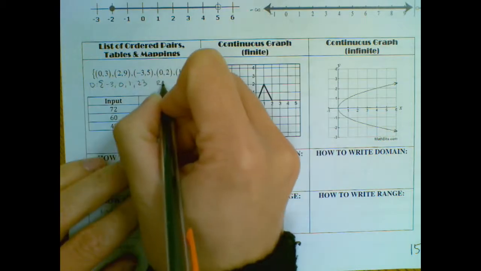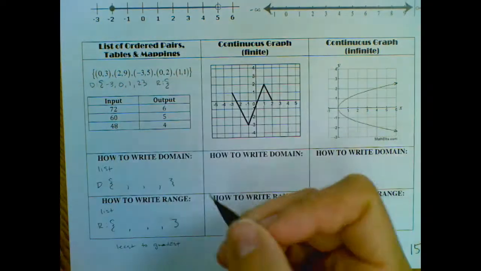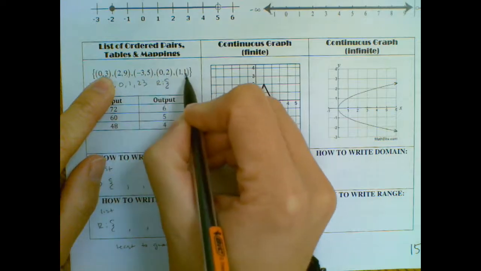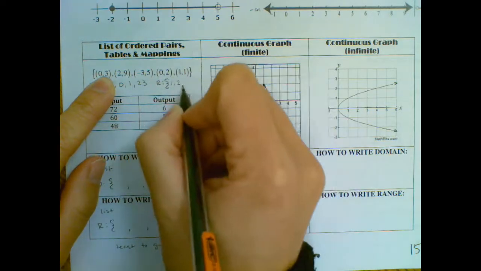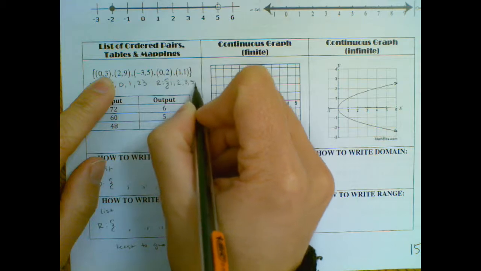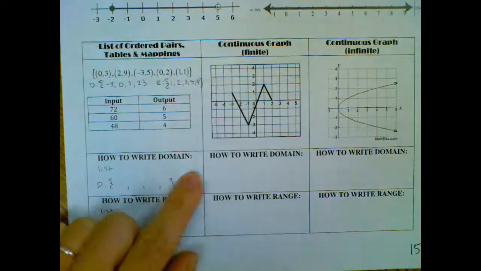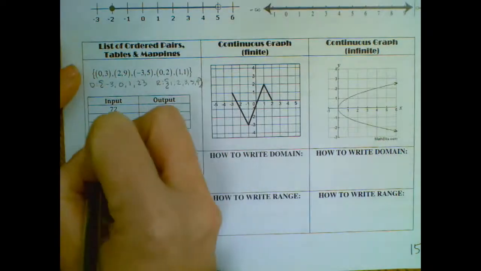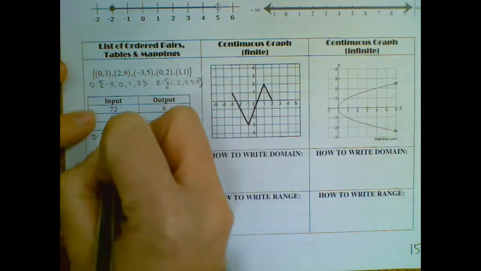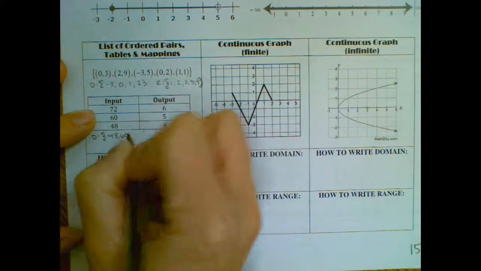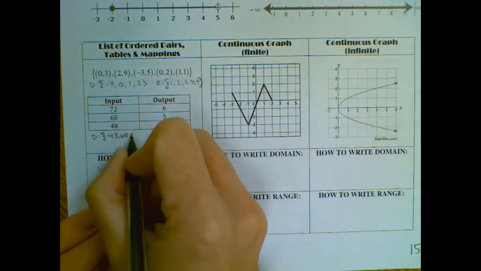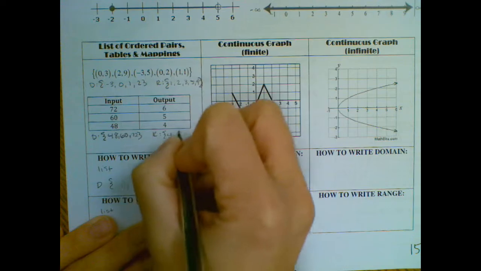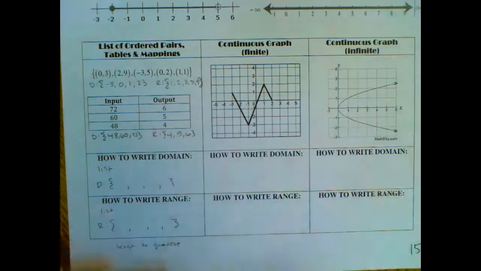And then my range, so I'd have 3, 9, 5, 2, and 1. So 1 would be first, 2, 3, 5, and 9. And I would end that with another curly bracket. And we do the same thing over here. So the domain, least to greatest, would be 48, 60, and 72. The range would be 4, 5, and 6.